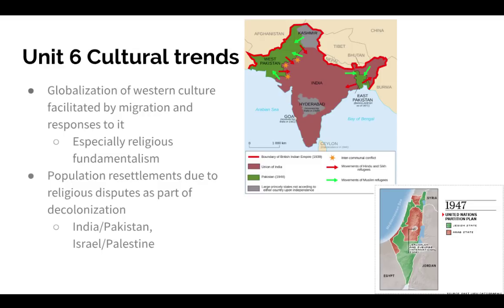So there are responses to that globalization, and religious fundamentalism is an example of that. And we also had some population resettlements which created religious disputes, or they were caused by religious disputes. So remember when India got its independence from Britain, it split into two countries, primarily Muslim Pakistan and primarily Hindu India. And after World War II, the United Nations had a plan to partition the area known as Palestine into a Jewish state that's called Israel and an Arab state.